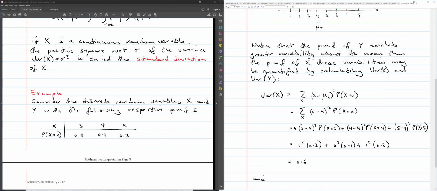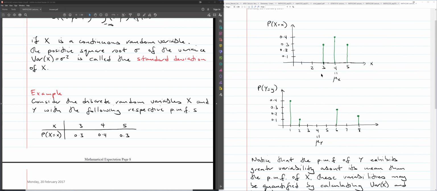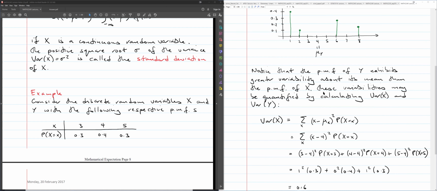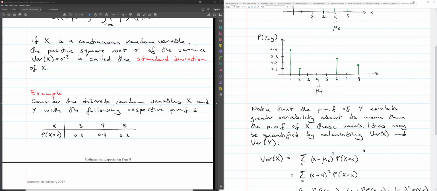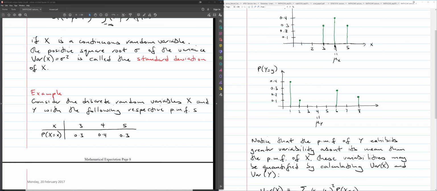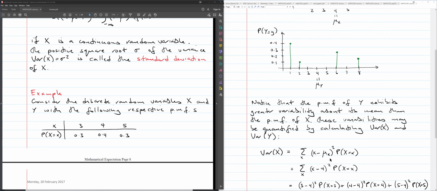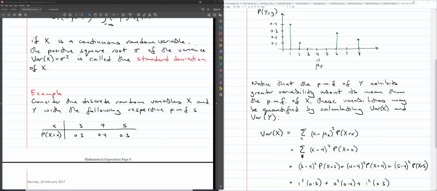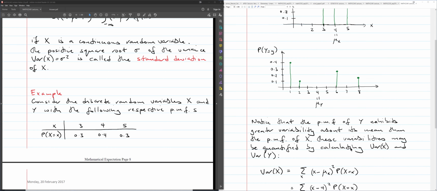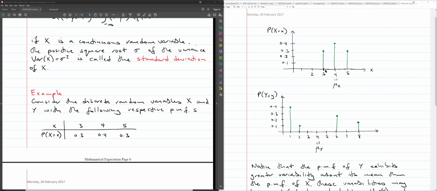Okay, so what do you want to notice over here? Let's just look at the case when X is equal to 3. You're calculating this quantity, which is 3 minus 4 squared. This is in fact the square of the distance between 3 and 4. So part of this variance is you calculating, for each possible value of x, its distance from the mean, and then multiplying it by the probability.